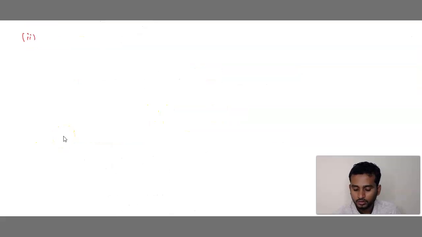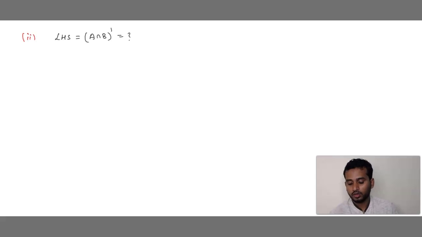Option 2. So what is option 2 we have to prove? The LHS part is (A intersection B) whole transpose. This is LHS, correct? So let me find (A intersection B) whole transpose. If you want to find (A intersection B) whole transpose, what we should do? U minus (A intersection B).